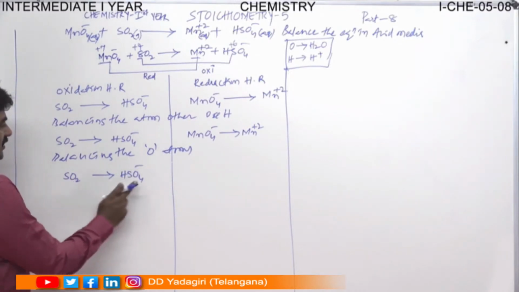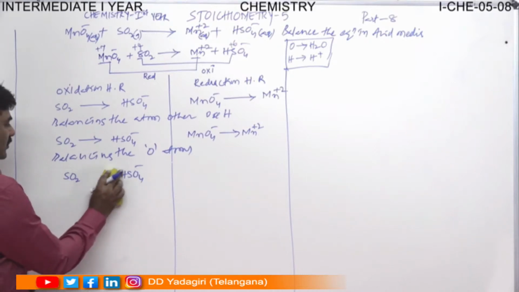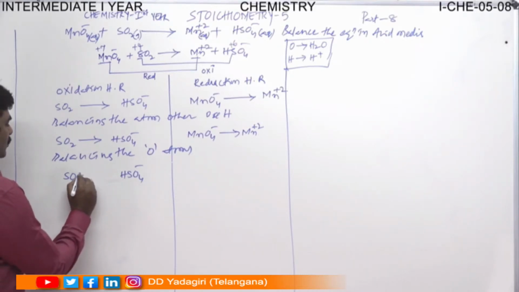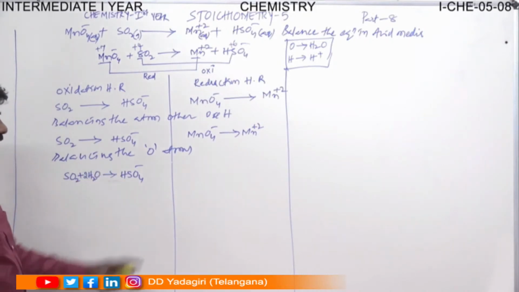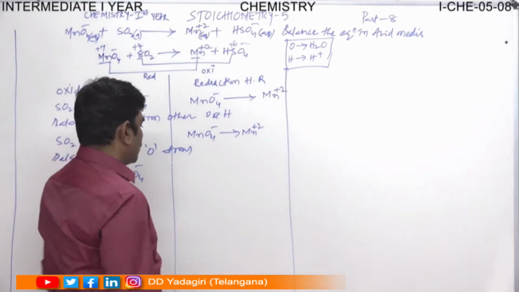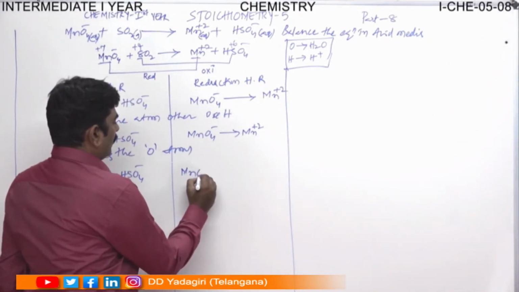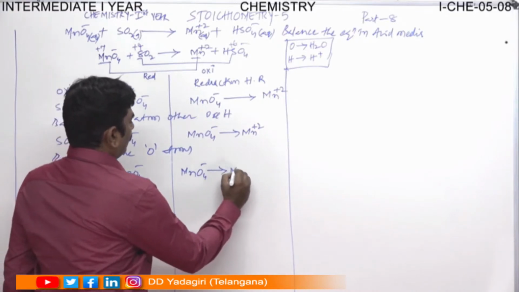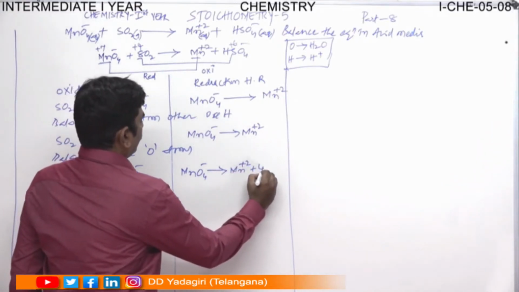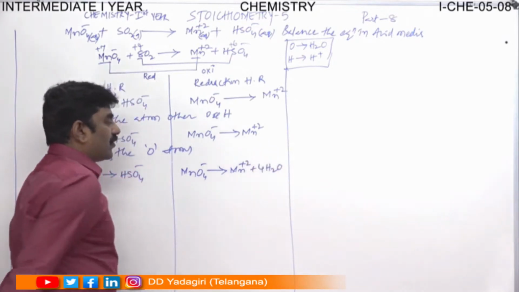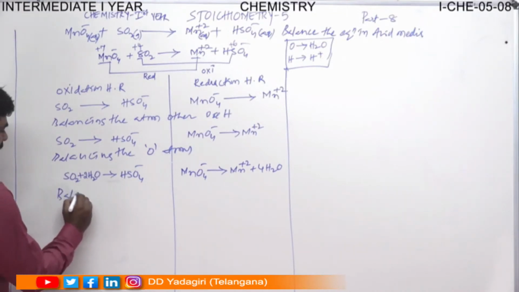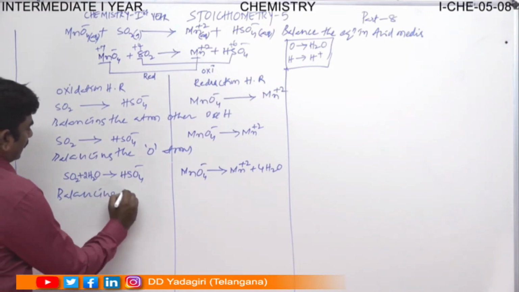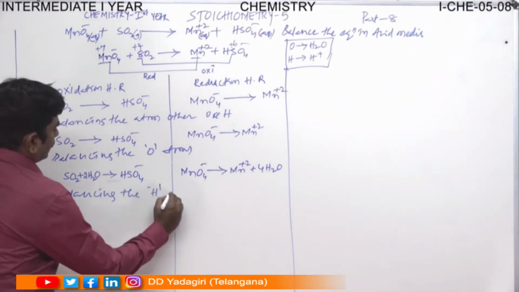This side 2 oxygens, this side 4 oxygens. Therefore, this side we have to add how many water molecules? 2 water molecules. Therefore, 2H2O. Then MnO4 minus will give Mn plus 2 plus we need to add how many water molecules? 4 water molecules. So, oxygens are balanced, but hydrogens are not balanced. So, next step, balancing the hydrogen atoms.